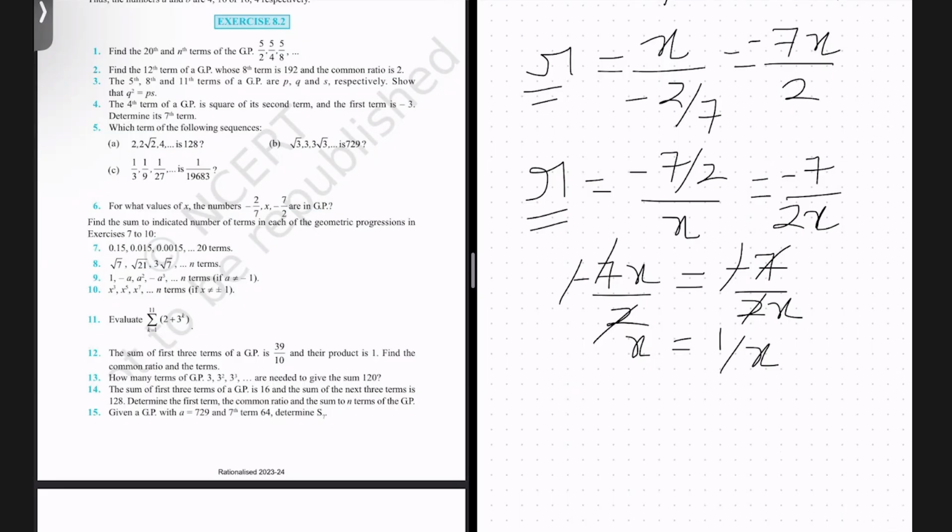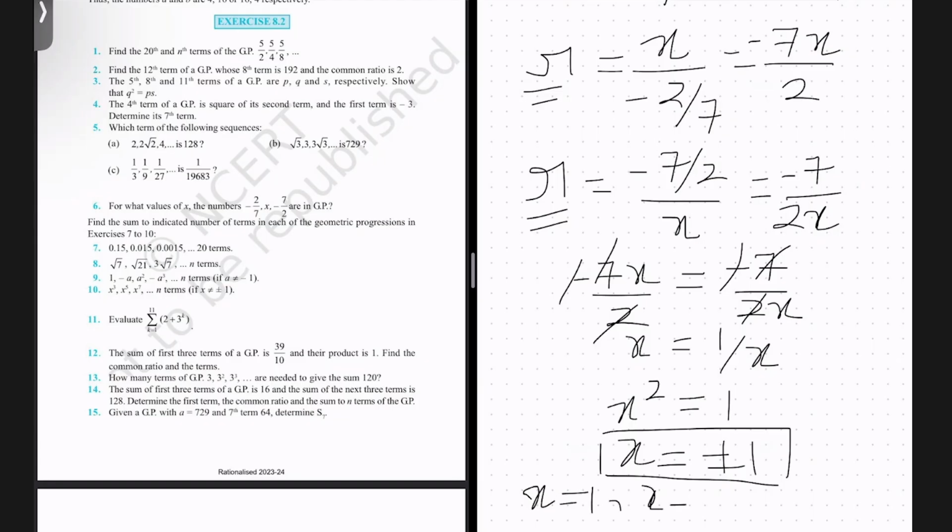Solving this further, let us multiply both sides by x. What you get is x squared equals 1, and when you solve this, you get x equals plus or minus 1. So there are 2 values, x equals 1 and x equals minus 1, for which these 3 terms are going to be in a GP.